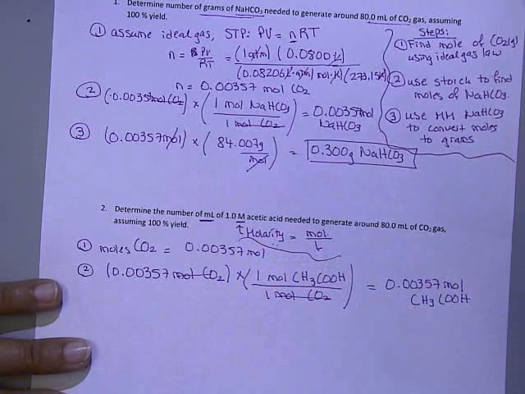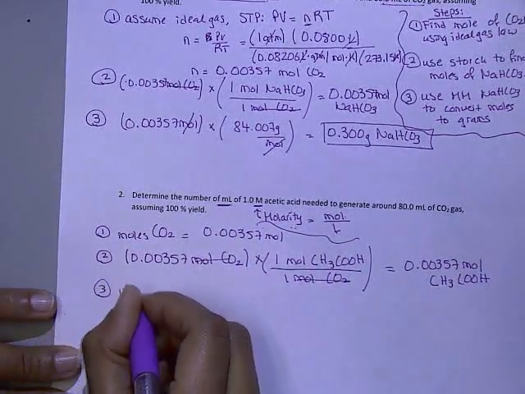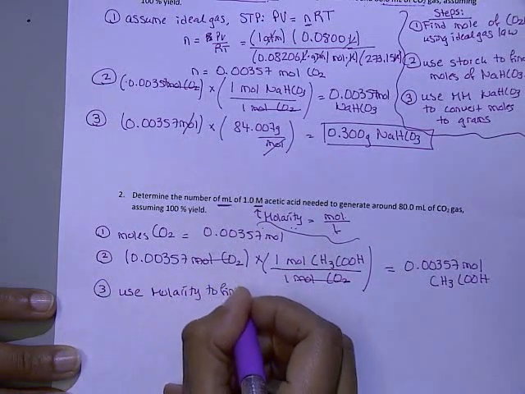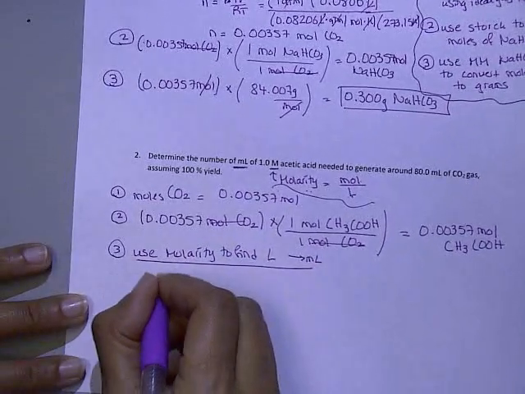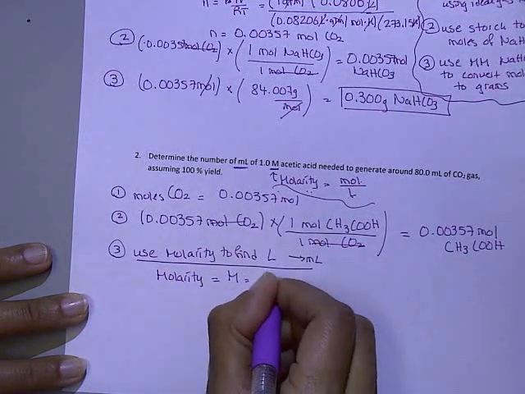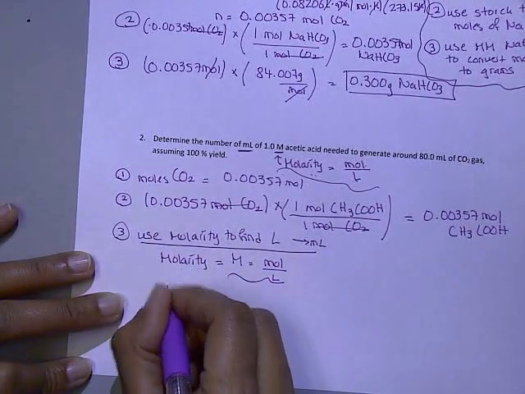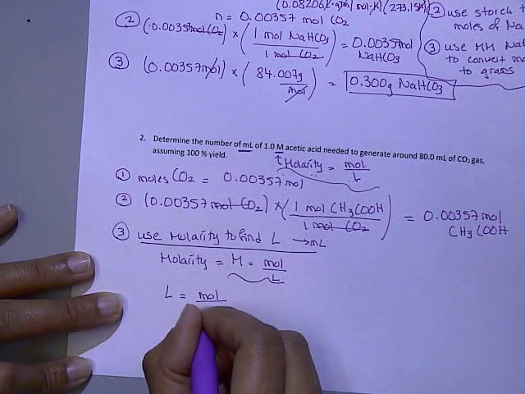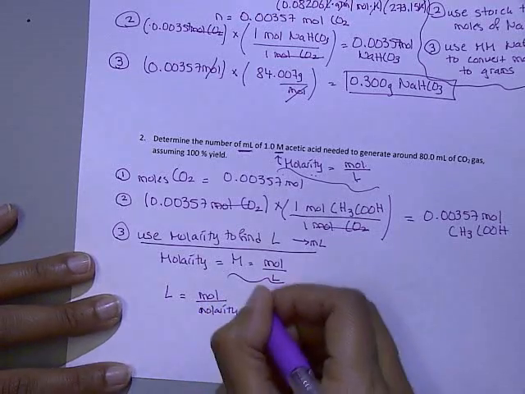Think of molarity this week as a conversion factor, okay? My third step, now use molarity to find liters and then to find milliliters. Okay, so let's go through this carefully. I just told you that molarity, which is capital M, is equal to moles over liters, okay? So why don't we rearrange this to solve for liters? Therefore, liters is equal to moles over molarity, okay?